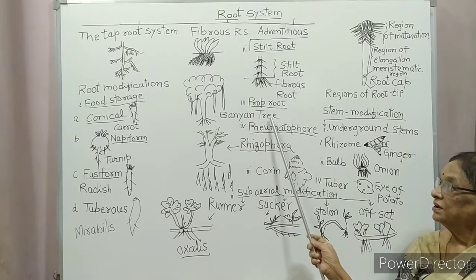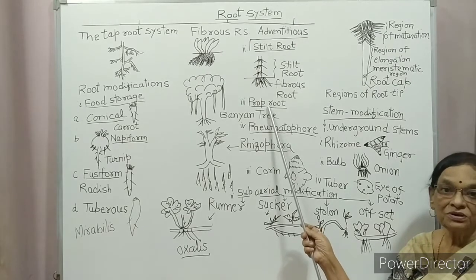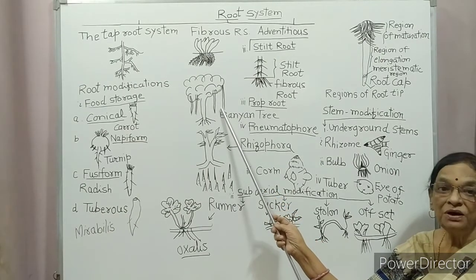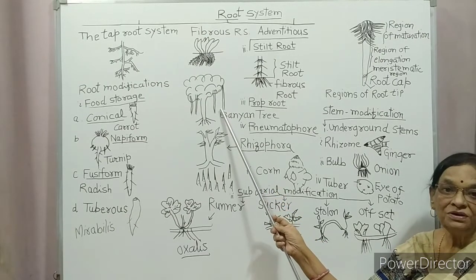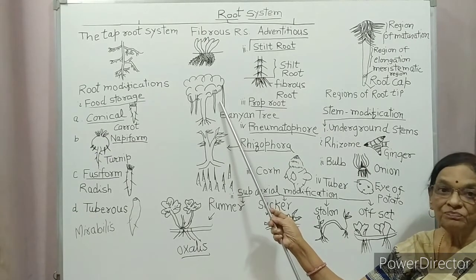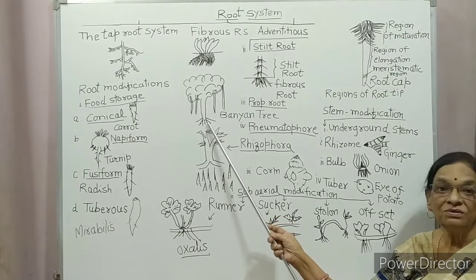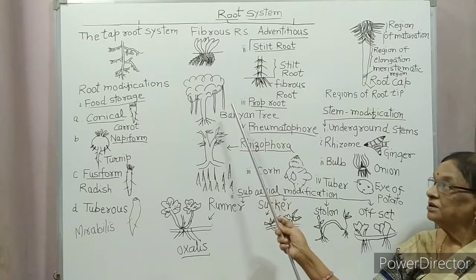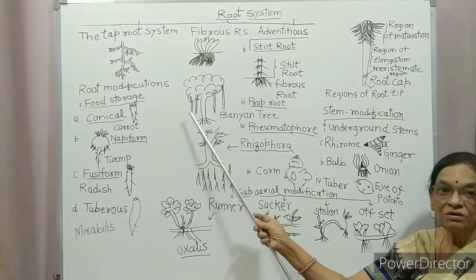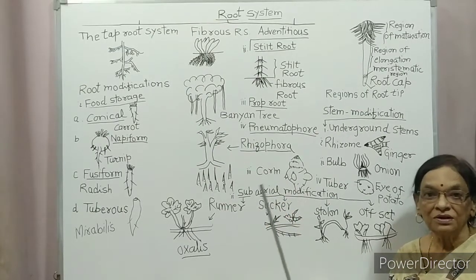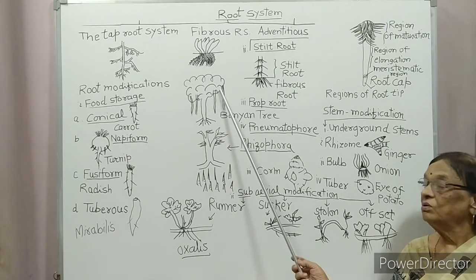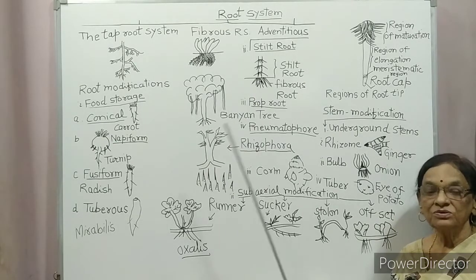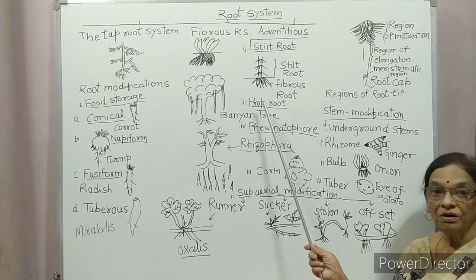In banyan tree, we see prop roots. Prop roots grow from the aerial part of the banyan tree. You know the banyan tree is very massive. Its original root system cannot support such a large plant. So extra additional roots grow from the aerial organ. These roots grow vertically and fix the plant with the soil. So such roots are called prop roots.